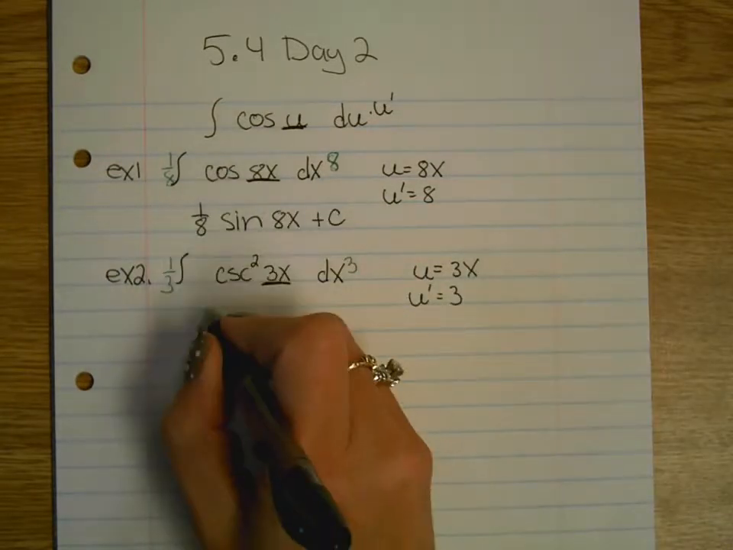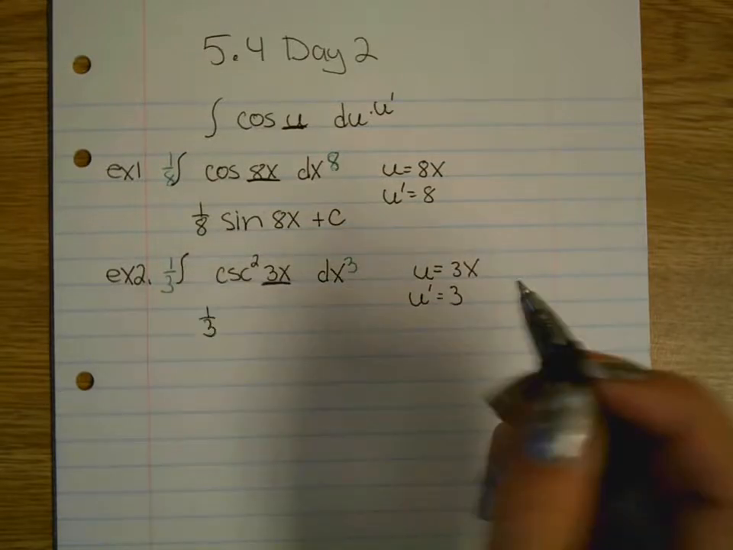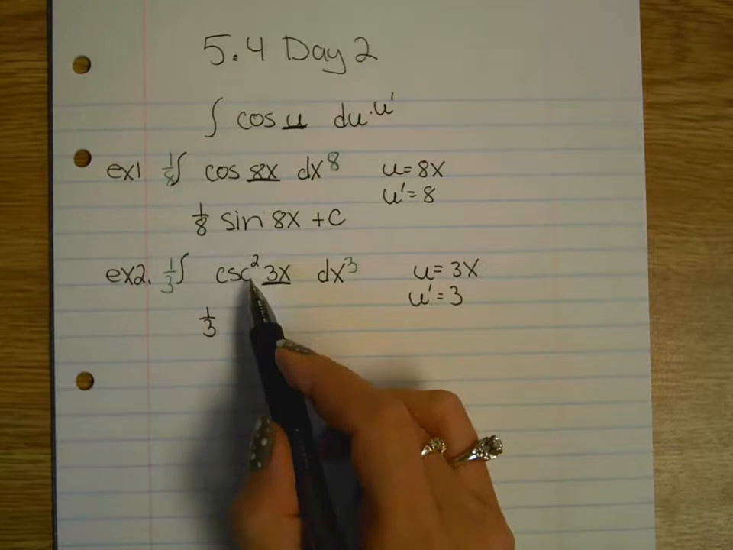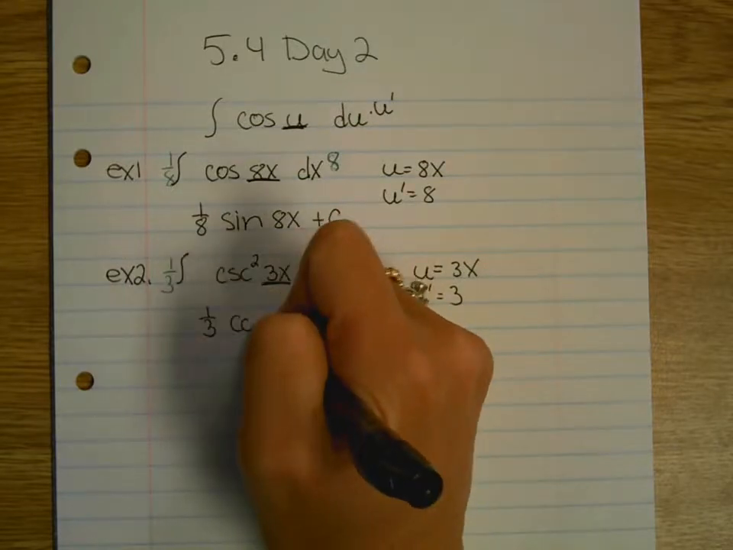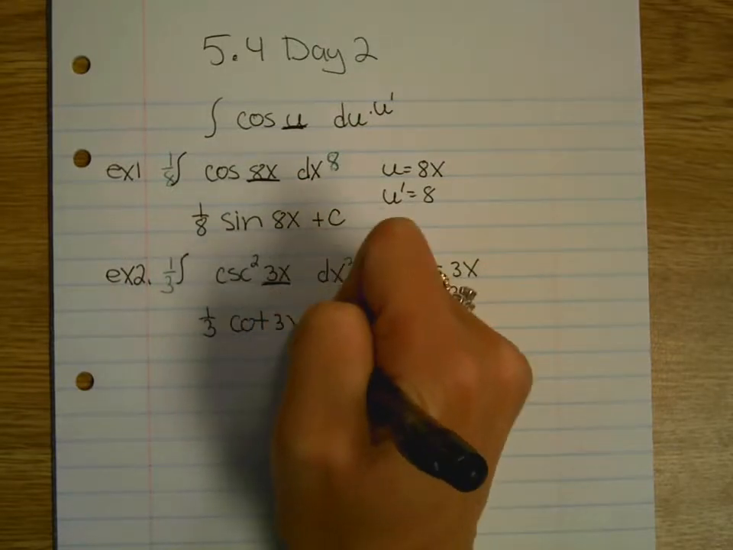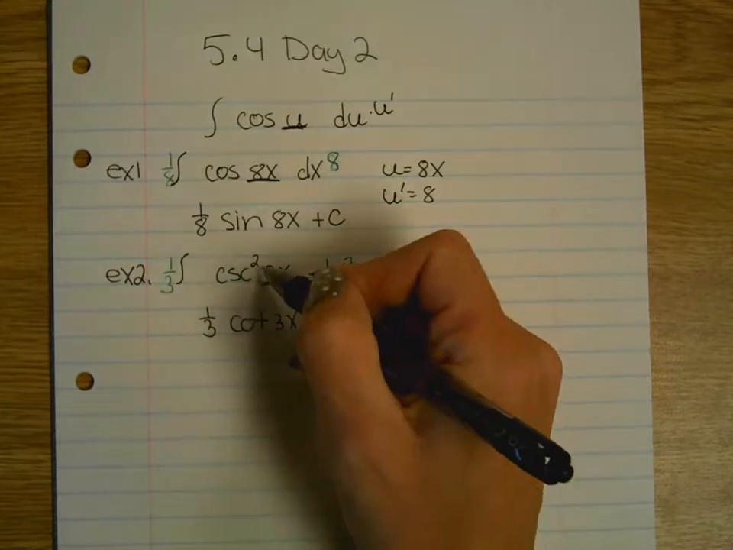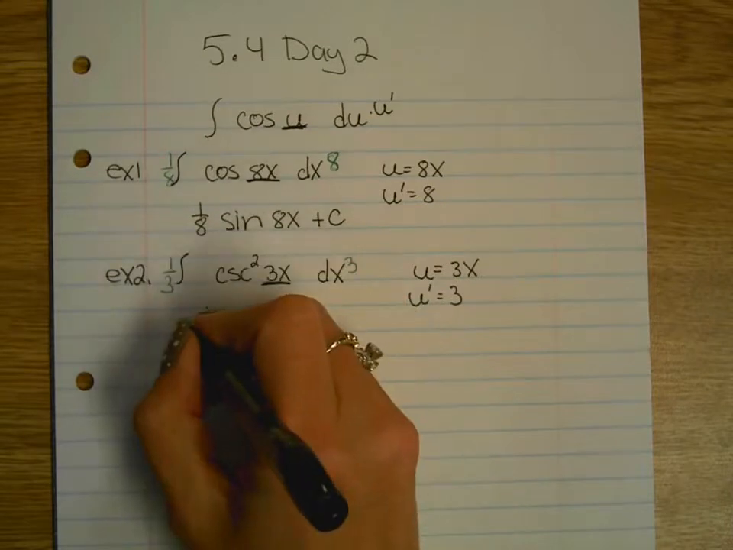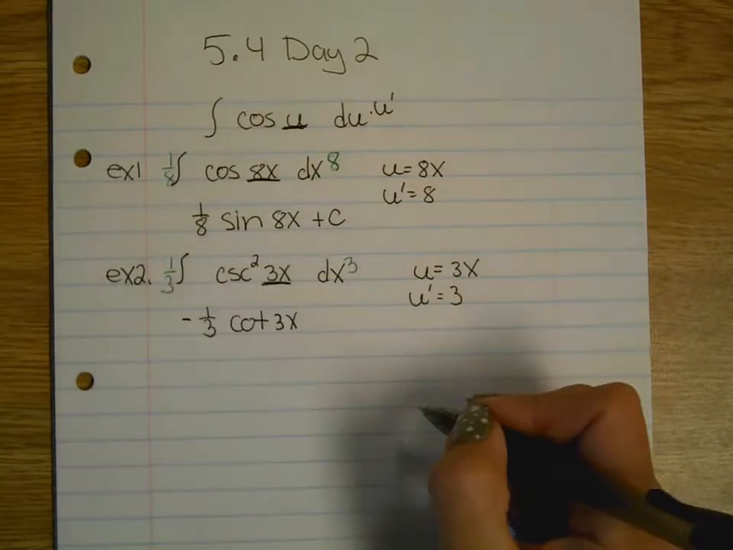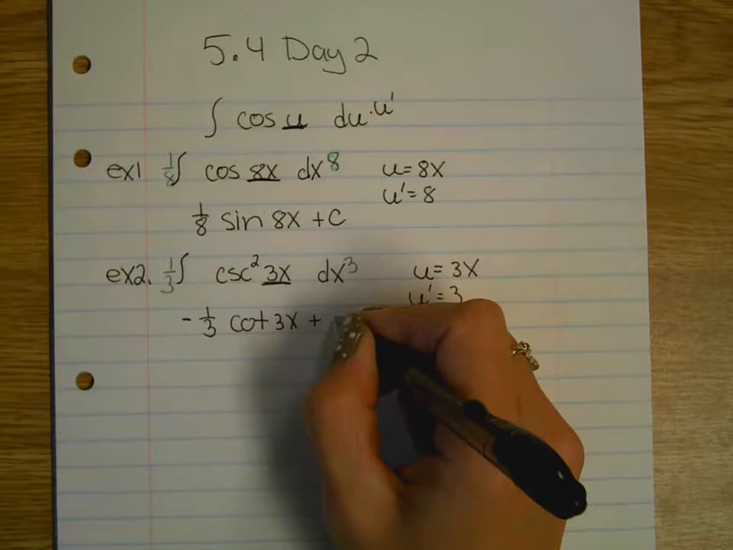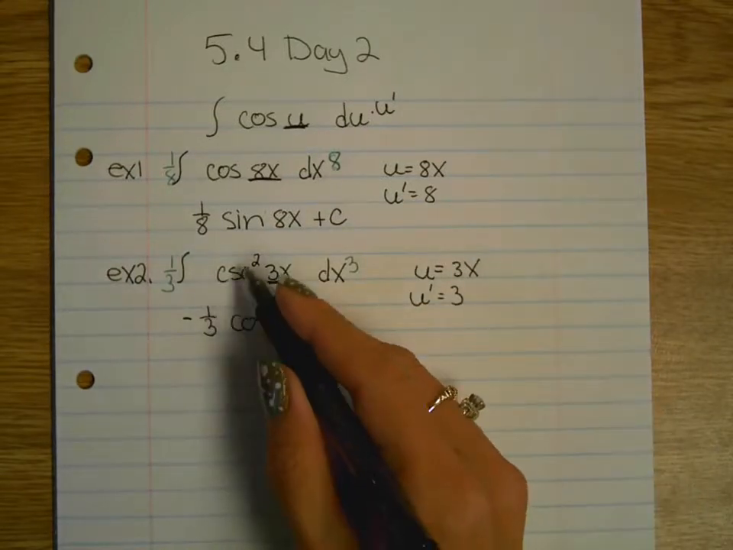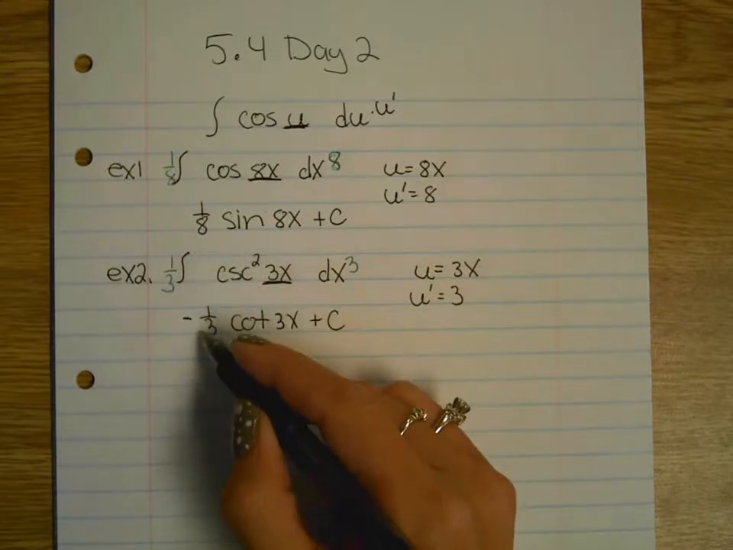So the 1/3 carries along. What has cosecant squared as its derivative? Well, if you look on your sheet, cotangent has negative cosecant squared as its derivative, and because there's no negative there, that tells me I needed one here to cancel it out, with a plus c. So cotangent's derivative, negative cosecant squared, it's missing there, so I need it here.